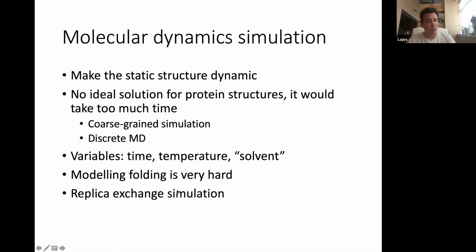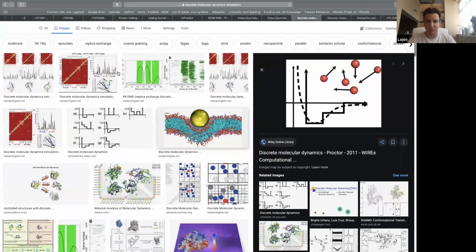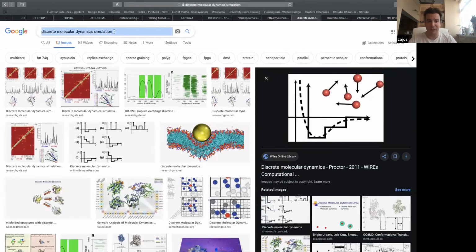As I told you before, simulating folding with molecular dynamics simulation is very hard, because it's very easy to get stuck in a local minimum. And that's why there is a special way of doing molecular dynamics simulations. This is especially a very useful tool if you want to see structural variants for the same protein sequence, which is called replica exchange simulation. I will tell you in just one word how it looks. It's actually quite simple.